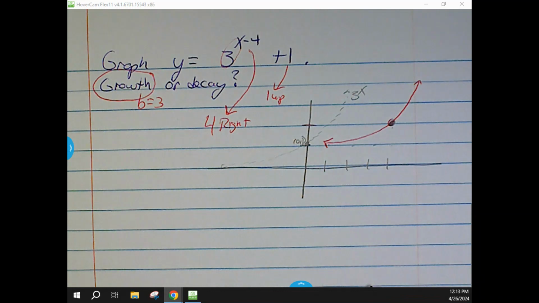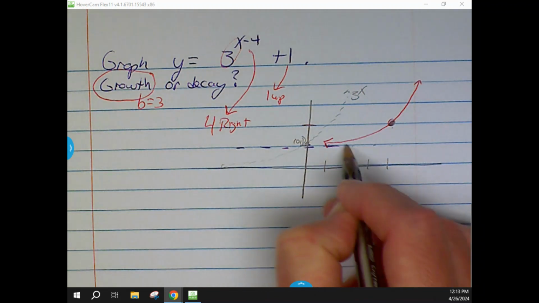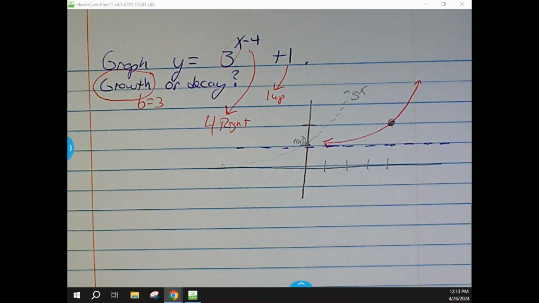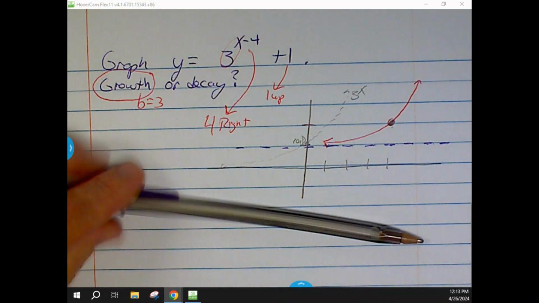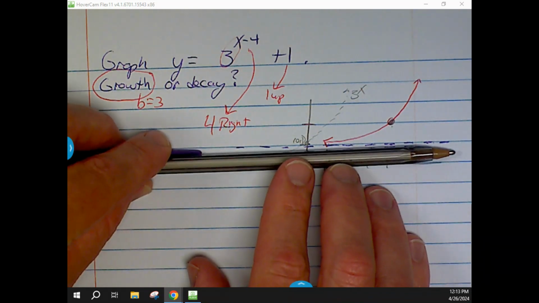And if they ask you to draw an asymptote, which I don't think they would, because you moved everything up 1, you'd have an asymptote right there. We had it at 0, and since we scooted everything up 1, now this cutoff line is up right there. So now we're cutting everything off at 1.